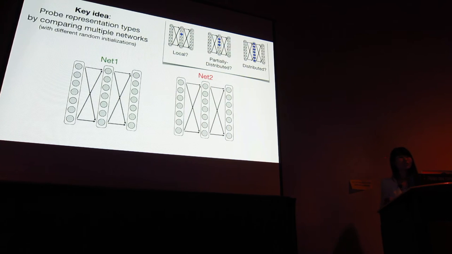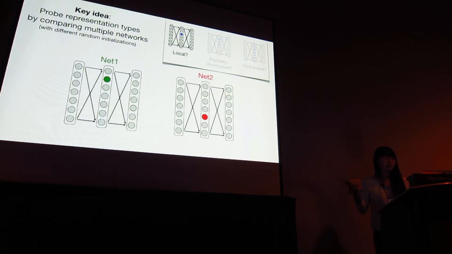So what we would like to do in this study is to investigate which type of representation is actually being used in different networks. The key idea of this study is to probe for the presence or absence of each representation strategy by training and comparing multiple networks starting at different random initializations. For example, if local codes are being used, we would expect to see a feature learned in one network to be relearned in the other network, and this may be subject to a position permutation.